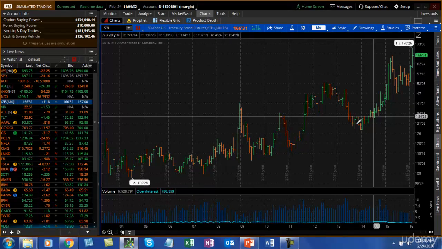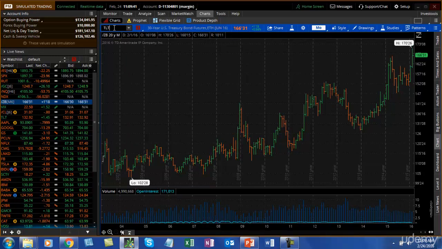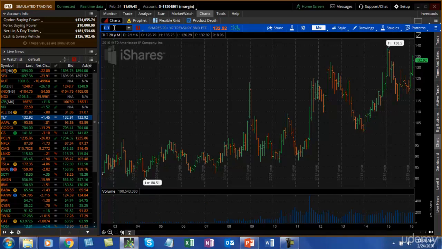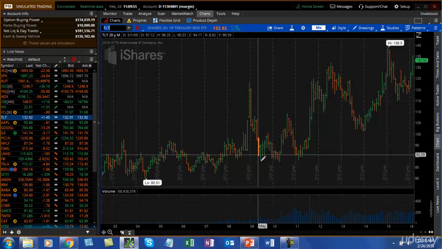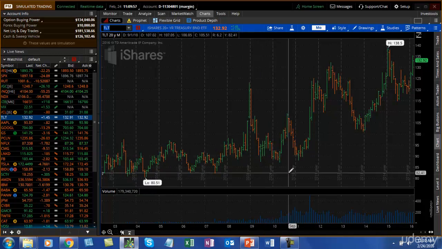All right, so the first, we know this is /ZB, okay? So over the last 10 years, this is how the chart looks. Now I'm going to put TLT, and you'll see that the chart for TLT is going to look very, very similar to /ZB. So let's put that, there you go. It's almost an identical carbon copy. And that's because the TLT is an ETF that mirrors /ZB. So here we go. Now we can trade easily because this is just like a stock.